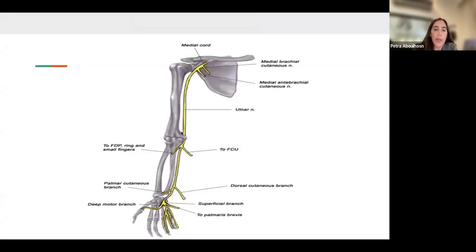And this is the way it courses towards the upper extremity. It starts off from the brachial plexus, the medial cord goes medially under the axilla, and then it stays medial throughout the course of the upper extremity.